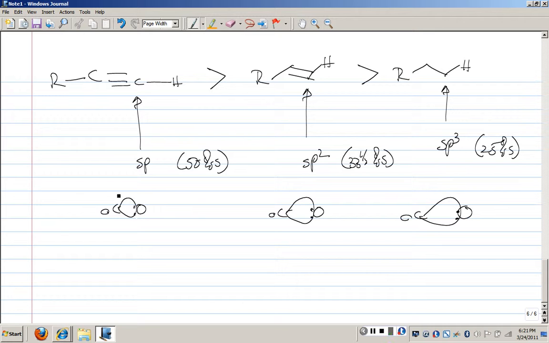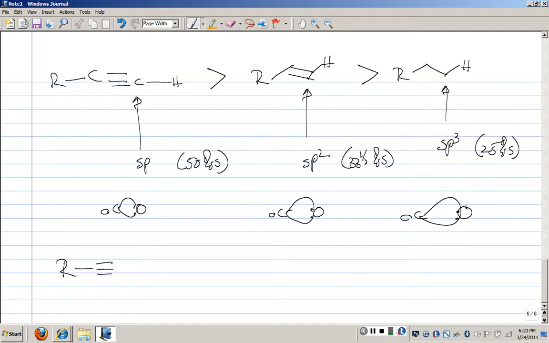But the ability of carbon to draw the electron pair towards itself is increasing as I go this way. Because here the electron pair is far, here it's closer, here it's closer still. So since the electronegativity of carbon is increasing with increasing s character, the CH bond gets increasingly polar. So the H here is more protonic than the H here, than the H there. And as a result, the alkyne is a stronger acid than the alkene, which is a stronger acid than the alkane.